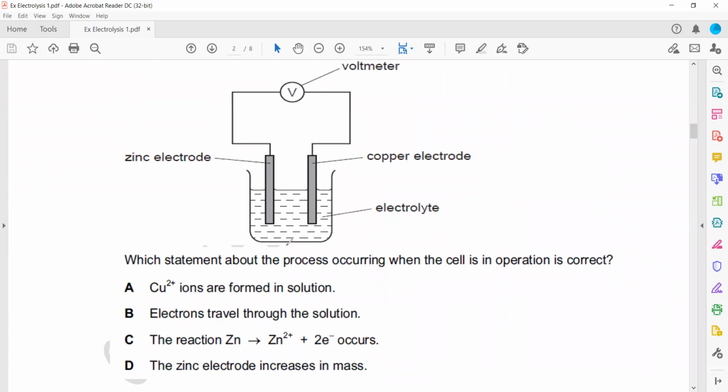Copper ions are formed because zinc is more reactive. So zinc atom changes to zinc ion, and the electron travels from the zinc electrode to the copper electrode. So A cannot be correct, electron cannot travel through the solution. Basically, zinc atom changes into zinc ion. That's true. And the size of the zinc electrode won't increase, it will decrease because the zinc atoms are changing into zinc ion. So what we'll observe is the size will decrease.